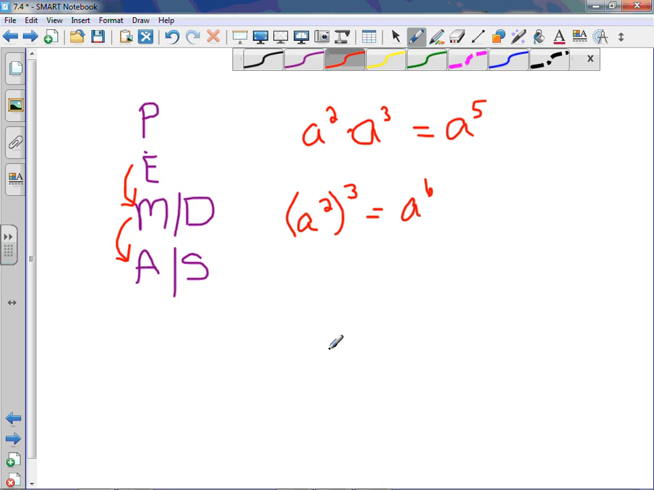Today we are learning with division. Let's say I have a to the sixth over a squared. So I'm going to go to my order of operations, division, and go down a step. I'm going to subtract. So this would be a to the fourth.